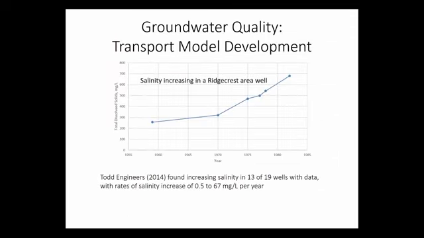Okay, with that, I'm going to hand it over to my colleague, Jenny Chapman, to talk about the TDS model.